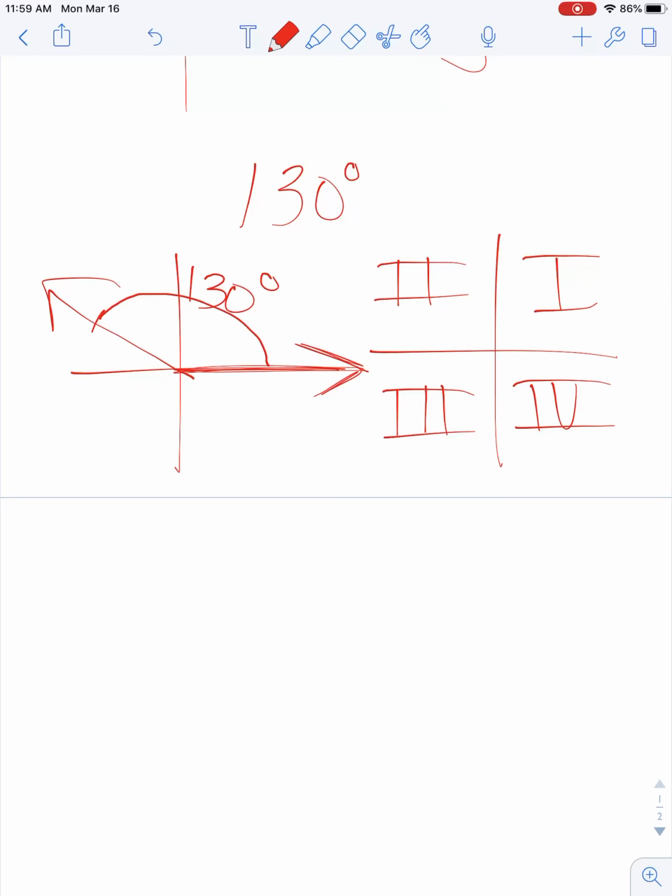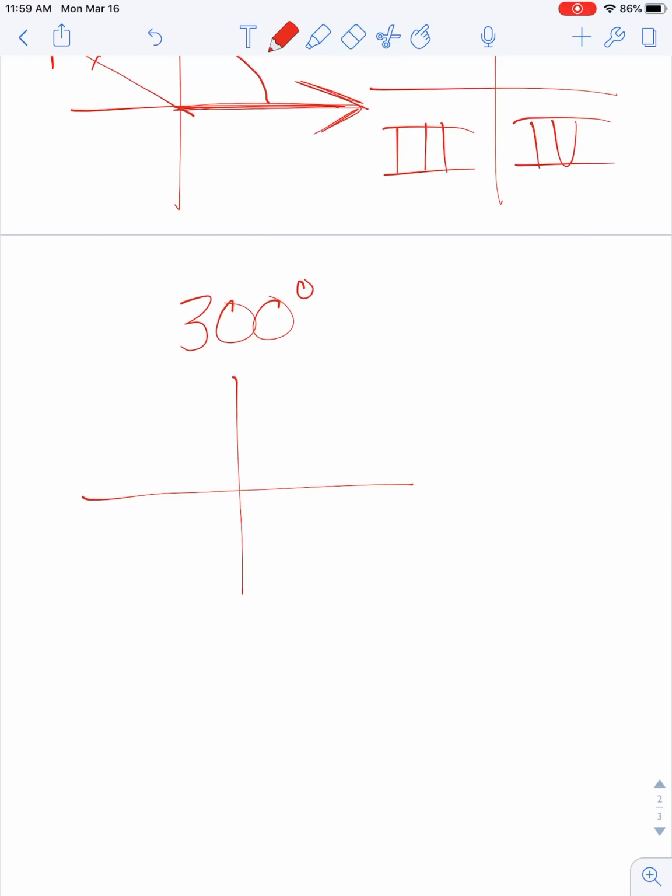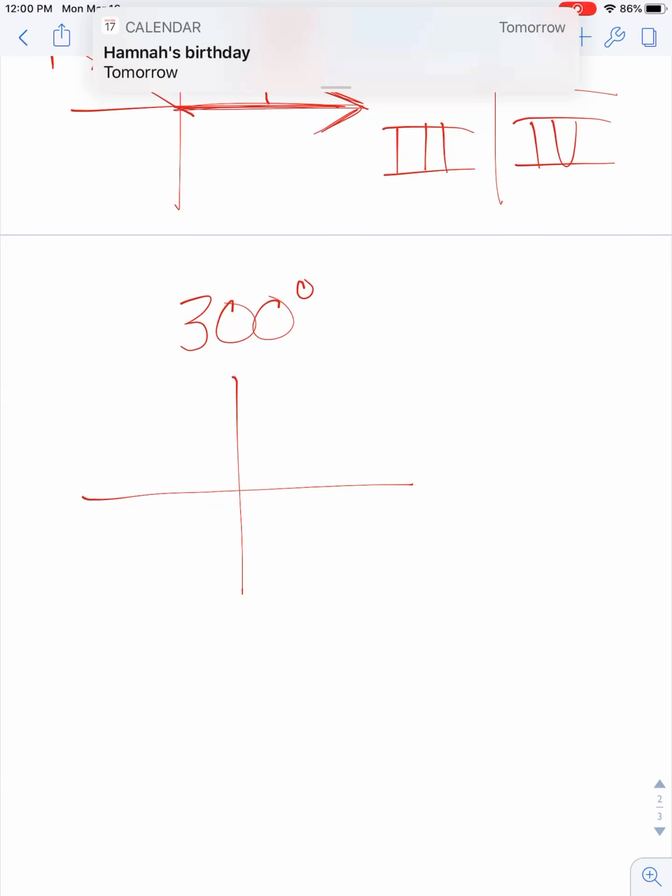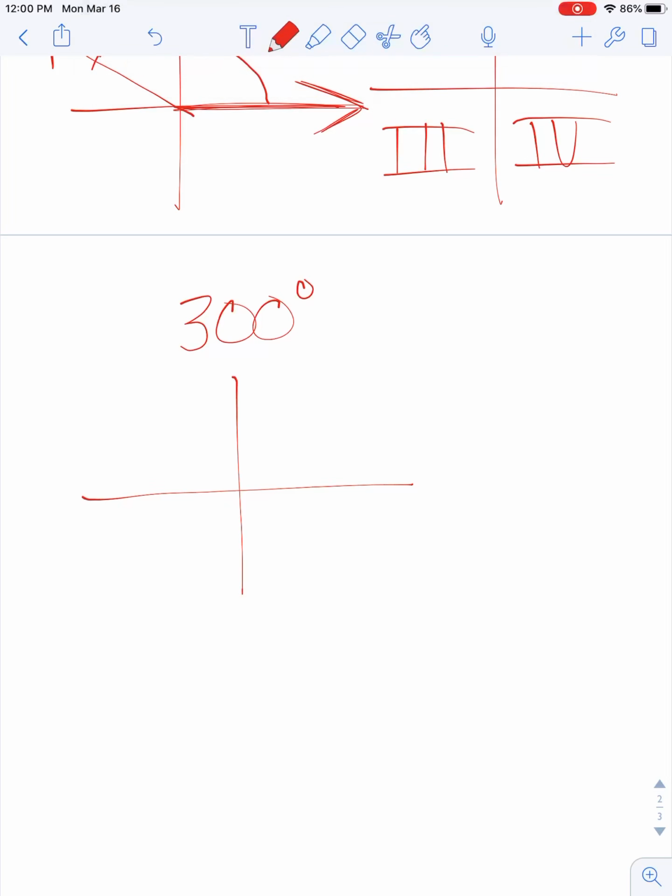So if I say an angle of 300 degrees, think about what quadrant that's going to end up in. What quadrant do you think? If you said third quadrant, you're wrong. Oh, look at all my birthdays coming up here. You can see that, I know. It's not the third quadrant. It's not the second quadrant.